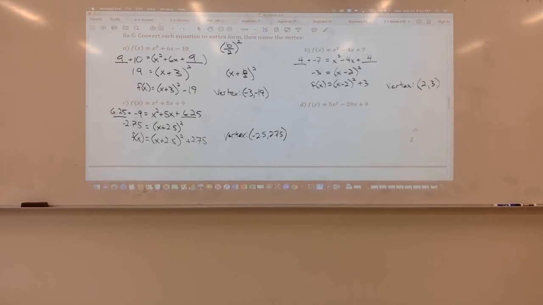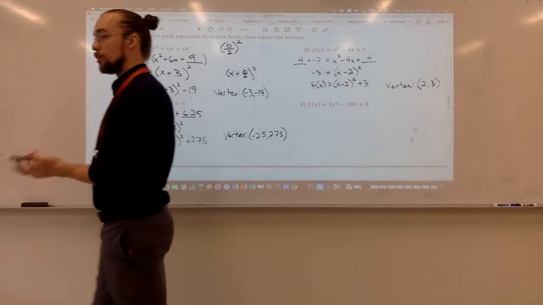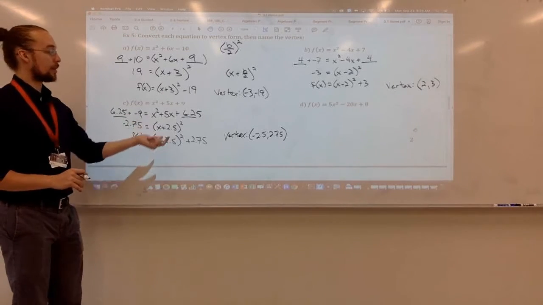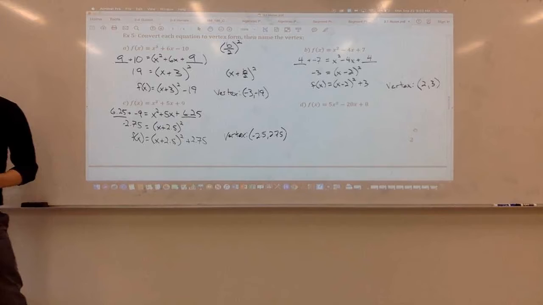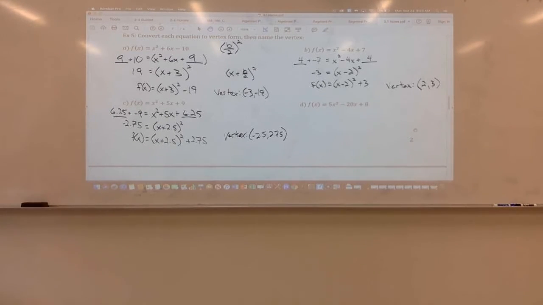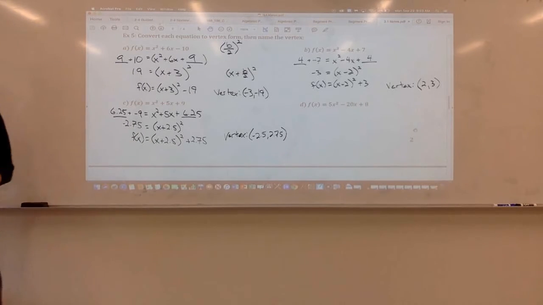Those numbers are correct. They are, but it still works. Did we get something like this? Okay, so we can still go through this process even with ugly numbers. Since my b value was odd, taking half of that, I get a decimal. Then squaring 2.5, I get 6.25. So we should end up with something like x plus 2.5 squared plus 2.75. So my vertex is negative 2.5, 2.75.